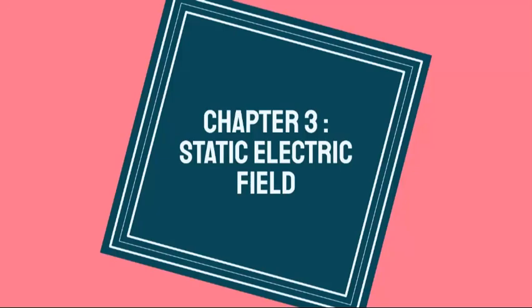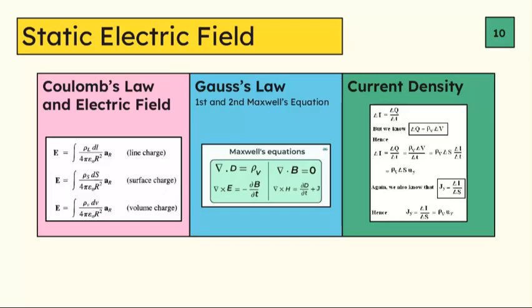Now we will go to chapter 3, which is static electric field. A static electric field is created by stationary electric charge and does not change with time. One of the most fundamental principles of electrostatics is Coulomb's law, which states the force between two charges is directly proportional to the product of their magnitude and inversely proportional to the square of the distance between them. This law helps us understand how charged objects interact.